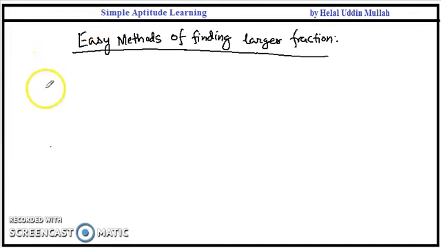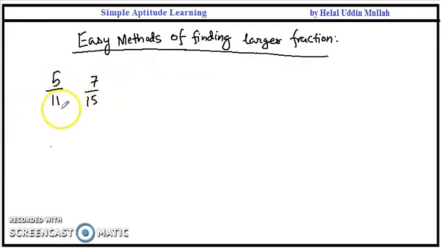So in this video we are going to learn about some easy methods to find the larger fractions. If given two fractions, how can we calculate which fraction is the larger one? For example, if we are given 5 by 11 and 7 by 15, how can you calculate which fraction is greater without doing the division?